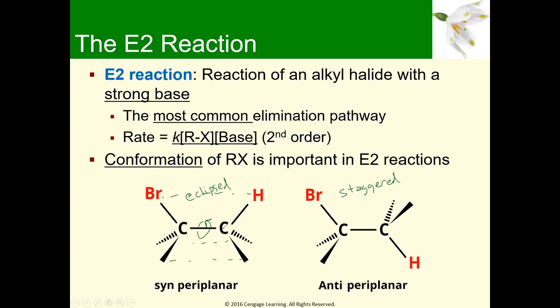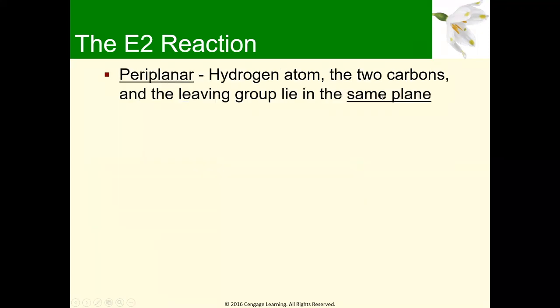Okay, and I've got this little diagram that is not in your handout, but you'll get similar things printed in there. So first of all, a definition, because this is the arrangement that we want. It's called periplanar. It's when the hydrogen atom that's going to leave, that's going to be eliminated, the two carbon atoms that will engage in the double bond, and the leaving group that also leaves, obviously, lie in the same plane. That's what we mean by periplanar.